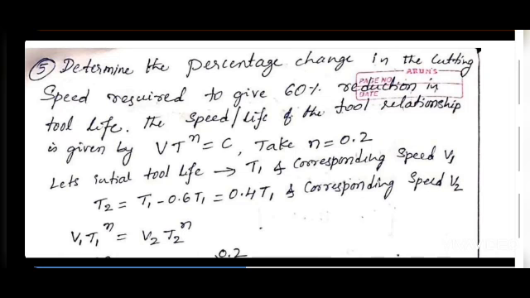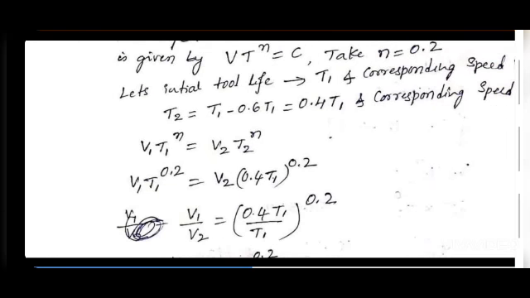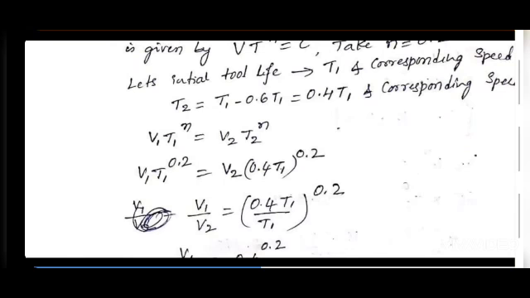Substitute the values in the equation. V1 T1 to the power of n is equal to V2 T2 to the power of n. V1 T1 to the power of 0.2 is equal to V2, and instead of T2 you substitute 0.4 times T1, to the power of 0.2. So V1 by V2 is equal to 0.4 times T1 divided by T1, to the power of 0.2. You can cancel T1, right? So the equation becomes V1 by V2 is equal to 0.4 to the power of 0.2.